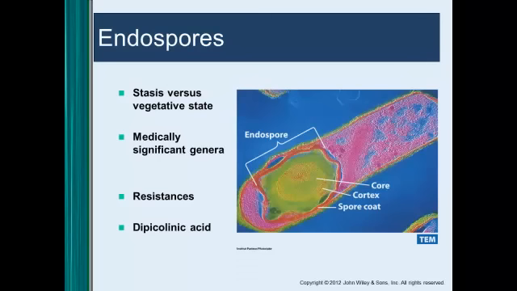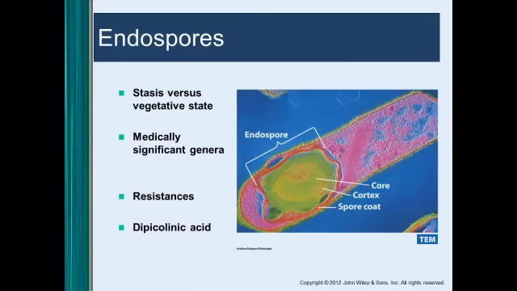Now let's discuss endospores. The properties of bacterial cells that we've just described pertain to something known as vegetative cells, or cells that are metabolizing nutrients. However, vegetative cells of some bacteria, such as Bacillus or Clostridium, can produce resting stages called endospores.